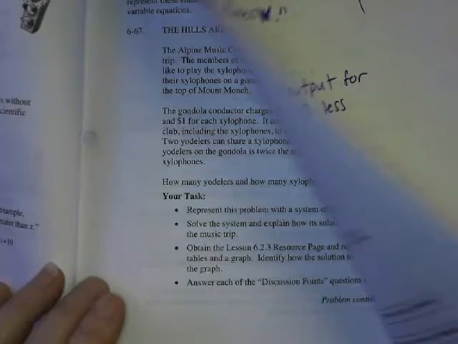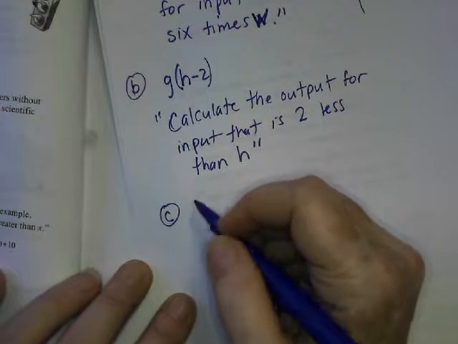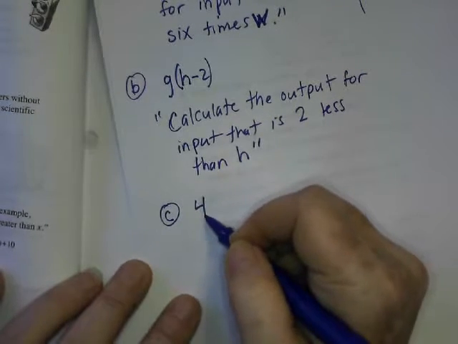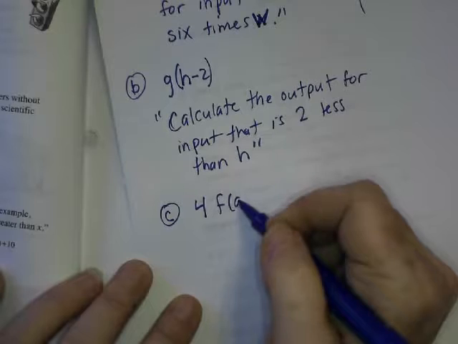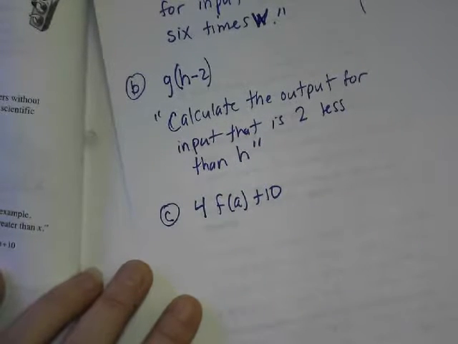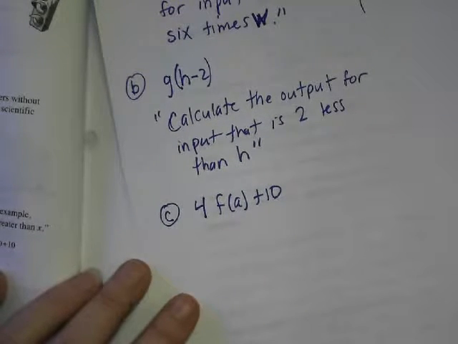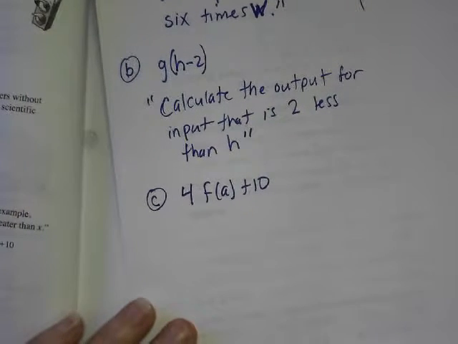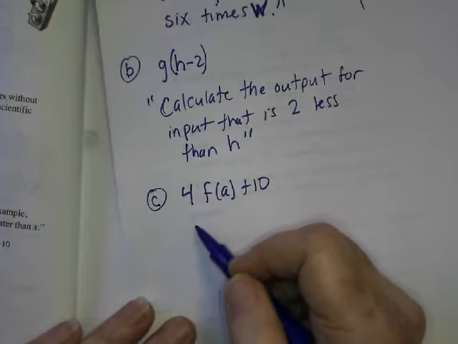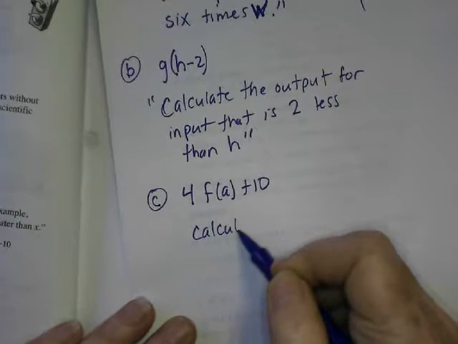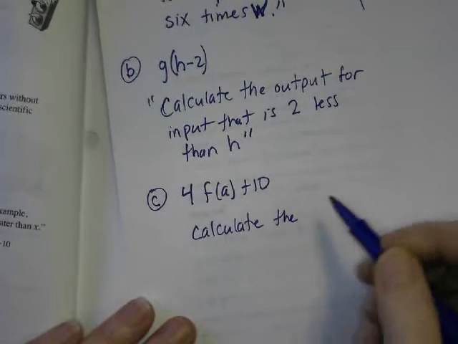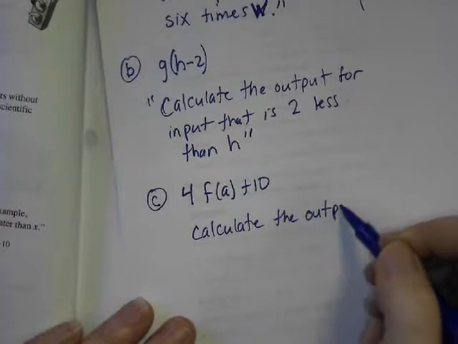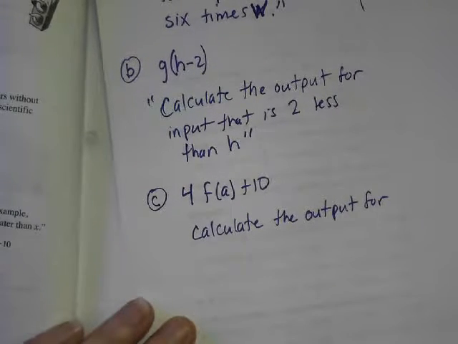Oh, there's only one more. It only goes to C. Darn. And then they make this one really confusing, huh? F of A. You want to try? Doesn't hurt to try. Calculate the output that is 4 times F plus 10?